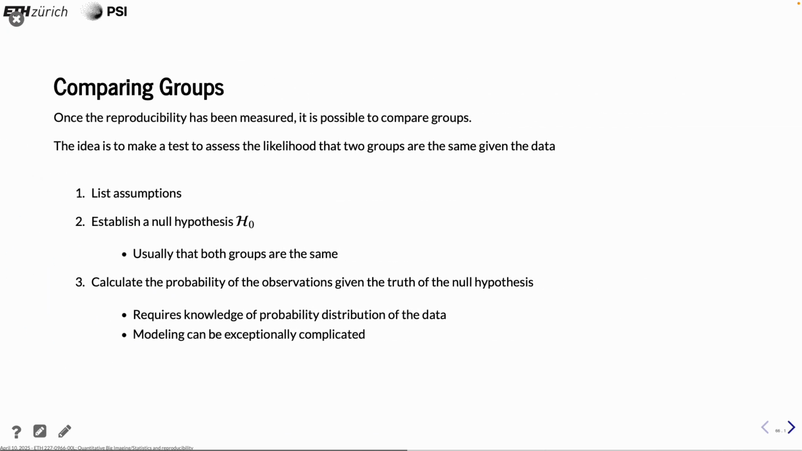Now we can start to look at these experiments, and we want to test. First, we have to list some assumptions, and then from these assumptions, we can start establishing a null hypothesis. In this case, we want to say that both groups are the same. That's the first claim, and then we compute that each of these probabilities fulfills this. And for doing this, you usually need to know the probability distribution, and it can be quite complicated to get that right.